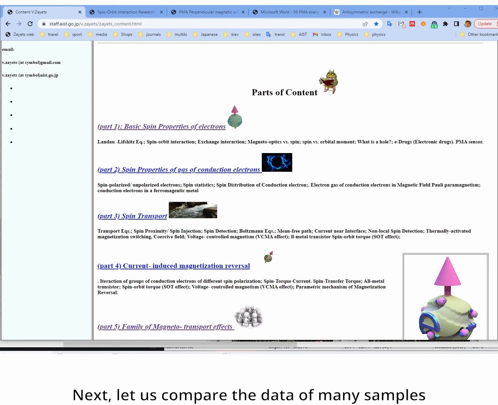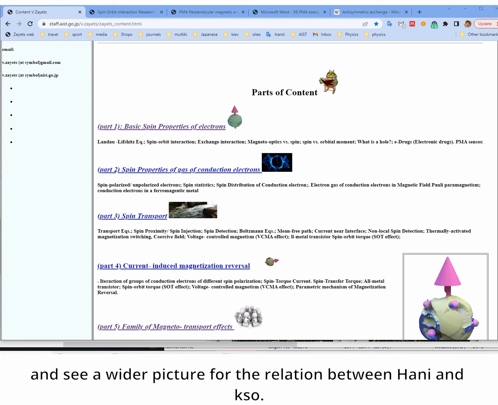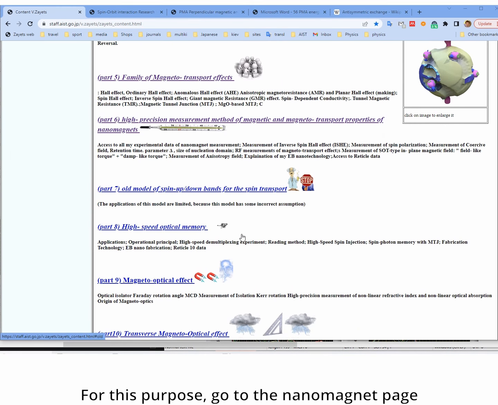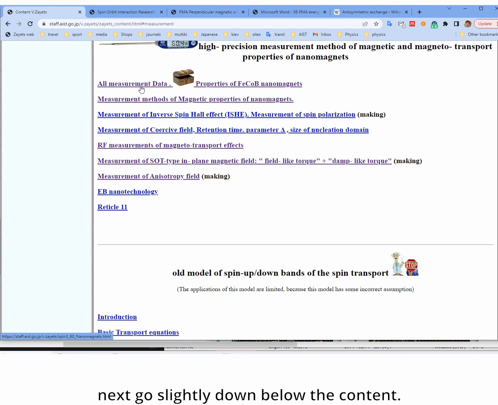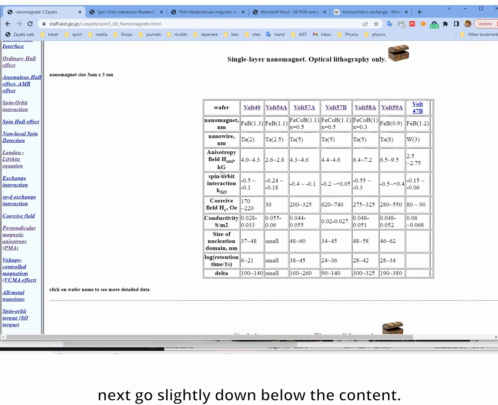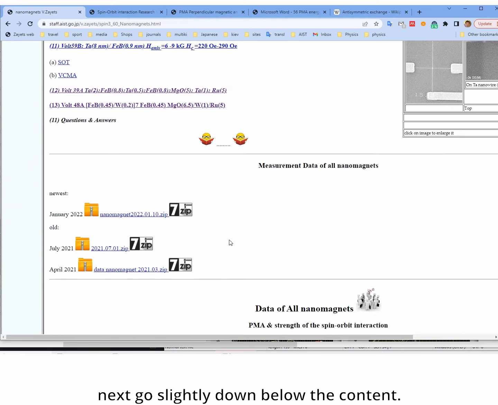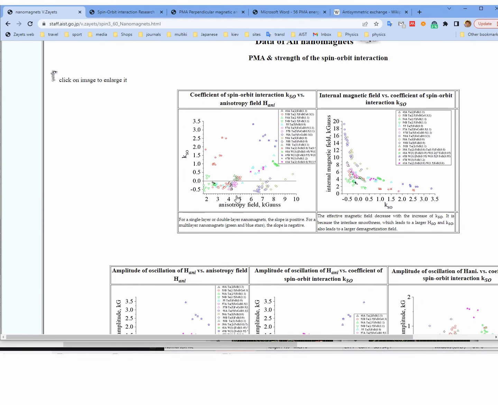Next, let us compare the data of many samples and see a wider picture for the relation between the anisotropic field and the coefficient of spin-orbit interaction. For this purpose, go to the Nanomagnet page, just below the content. Yeah, this graph, just click on it.